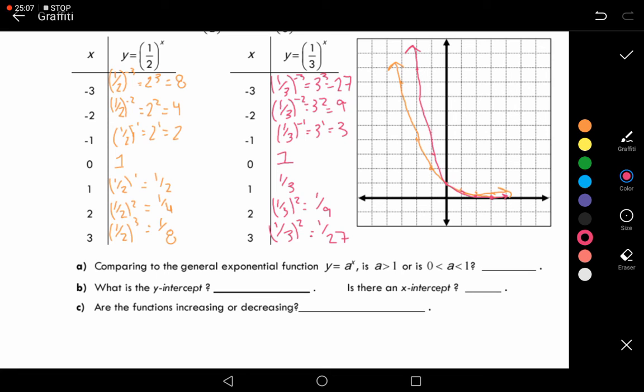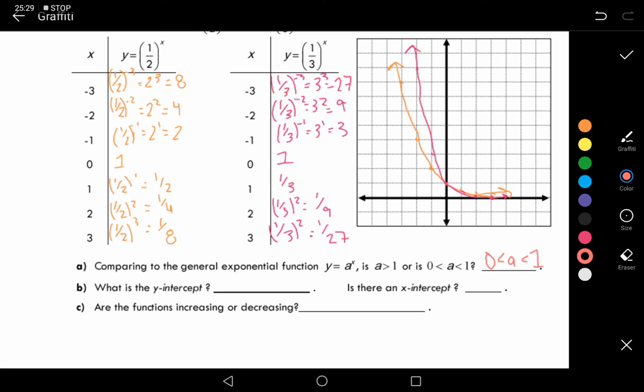So in general here, kind of making some concluding statements. Comparing it again to that general equation of y equals a to the power of x, is a greater than 1 or is a between 0 and 1? So here we have fractions, so we know that a is between 0 and 1.